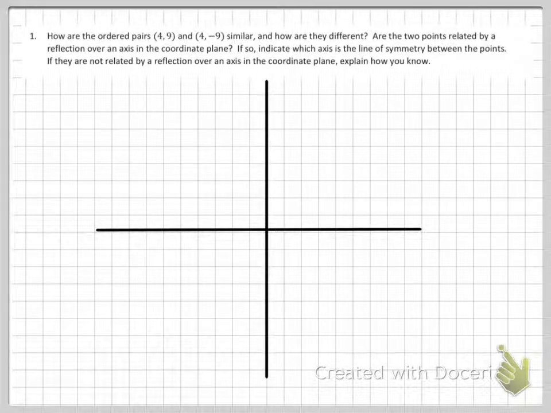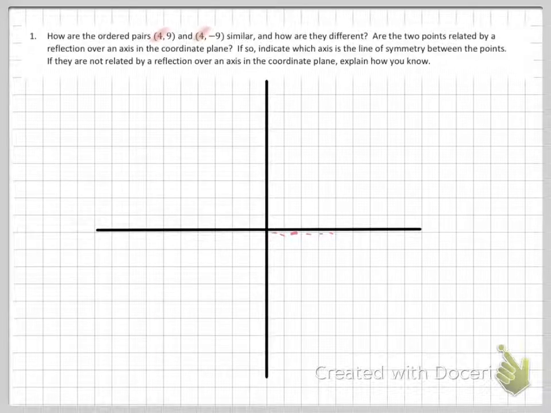Well, you can see that the first ordered pair starts with an x value of 4, and the second ordered pair also has an x value of 4. So that's a similarity. In both cases, if we were to plot these points, we would move 4 places to the right from the origin. And then we do have some differences.